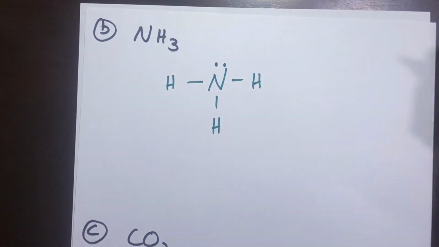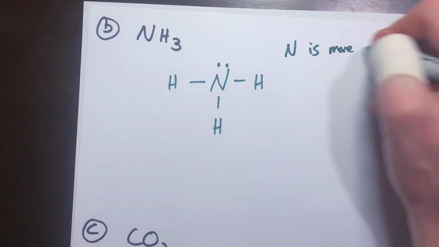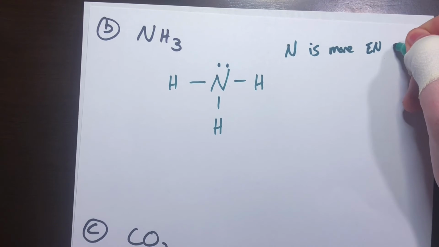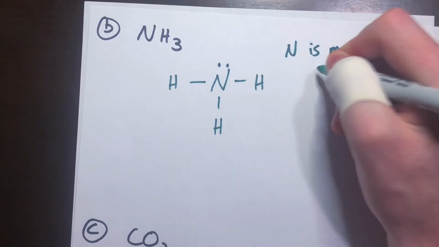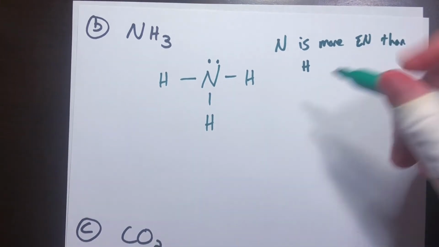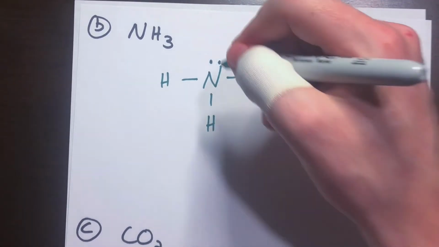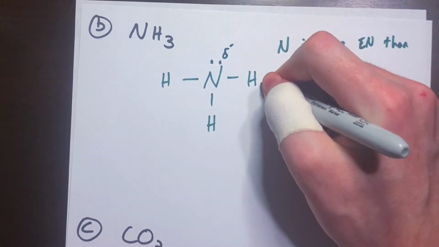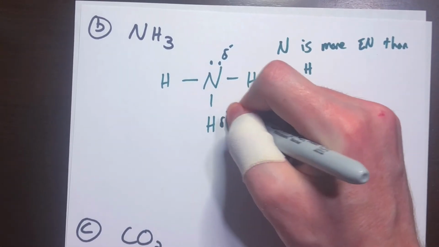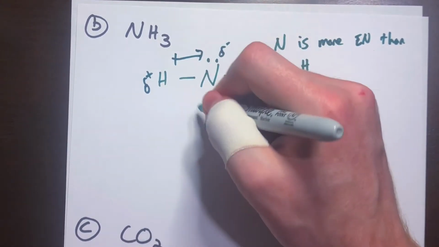So next, we'll look at our periodic table. We see nitrogen is more electronegative than hydrogen. So with that idea, we know that we can draw dipoles towards the nitrogen. So we know there's a partial negative on the nitrogen and partial positives on all the hydrogens. And we draw dipoles towards nitrogen.